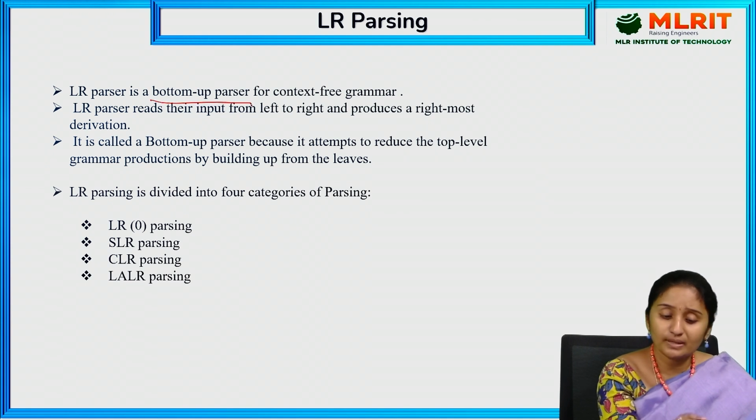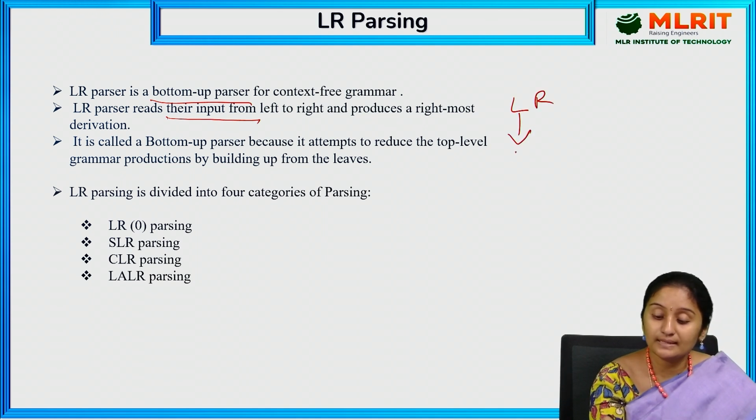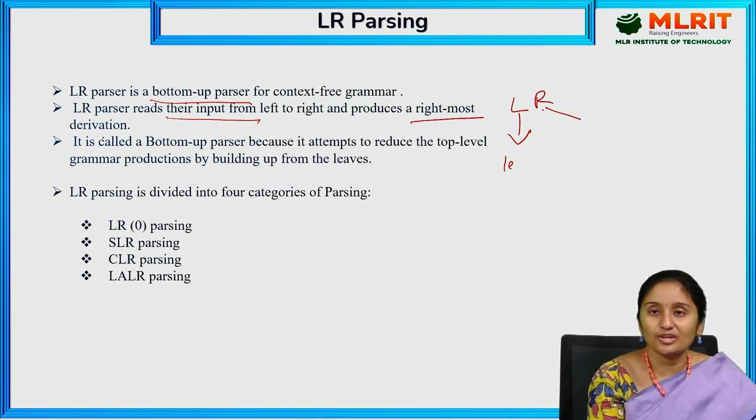LR parsing is a bottom-up parser for context-free grammar. The LR parser reads the input from left to right. L means we scan from left to right, and R means rightmost derivation.